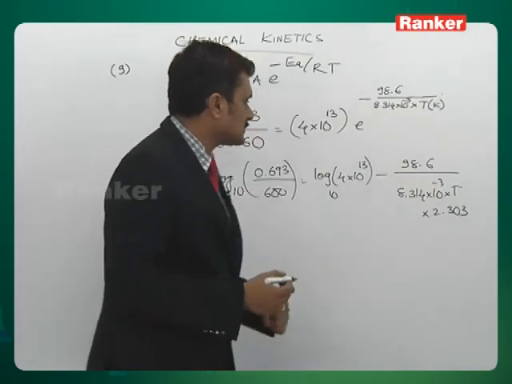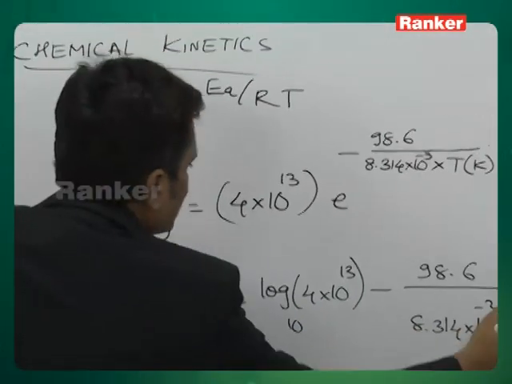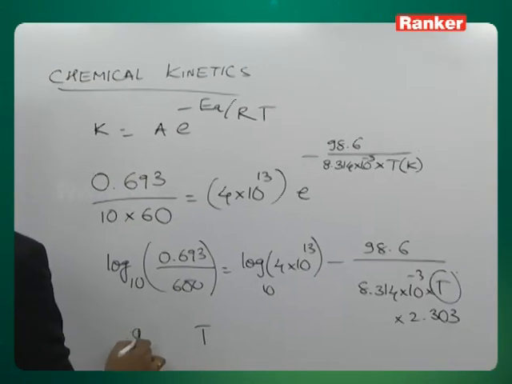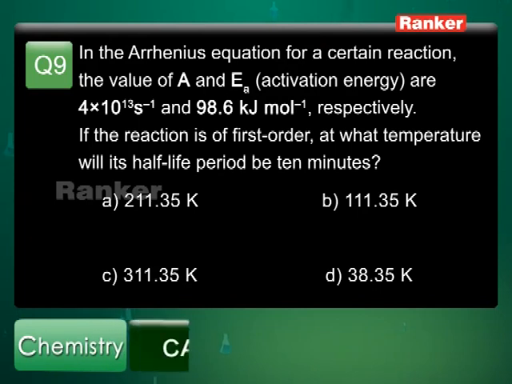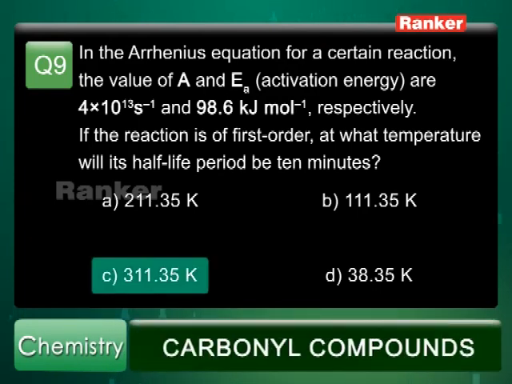Now, when I simplify this equation, I will be finding the temperature at which the half-life for this first order reaction was found to be 5 minutes as 311.35 Kelvin. That is option C.